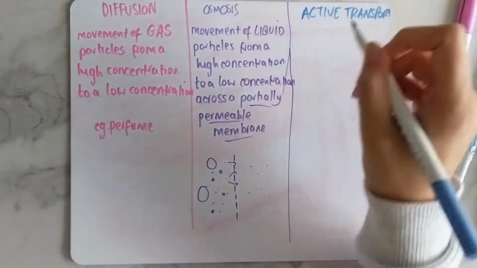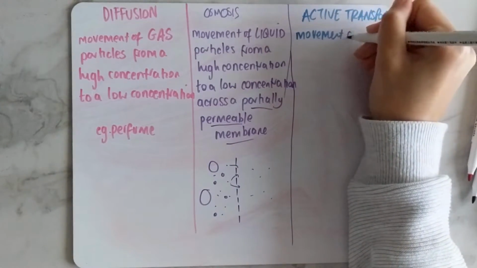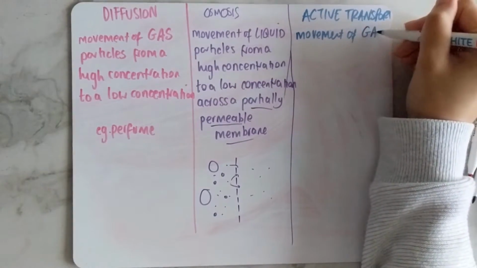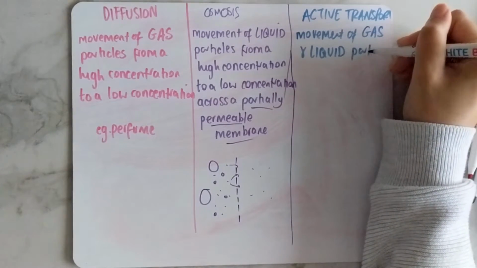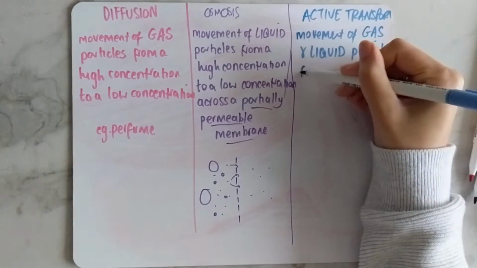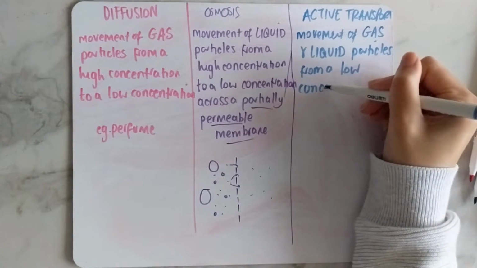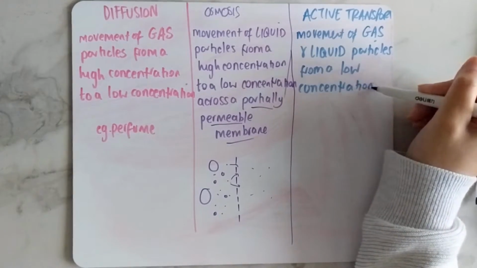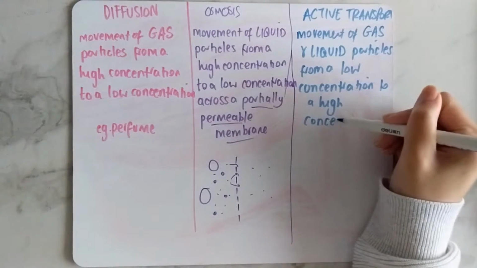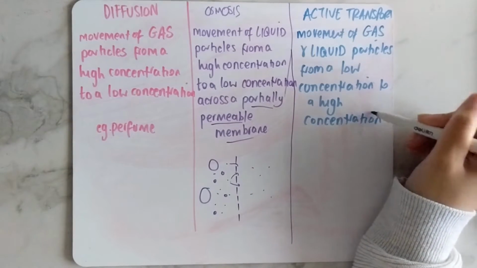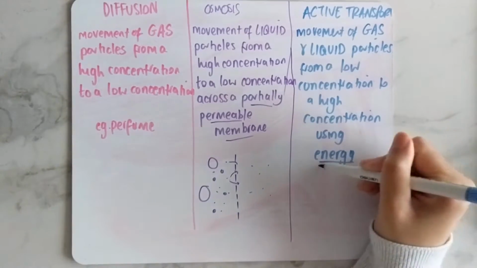And then the last one is active transport. So active transport is the movement of gas and liquid, so both particles, from a low concentration to a high concentration. So it's the opposite, low to high, using energy, and energy is your key word here. You have to say energy.